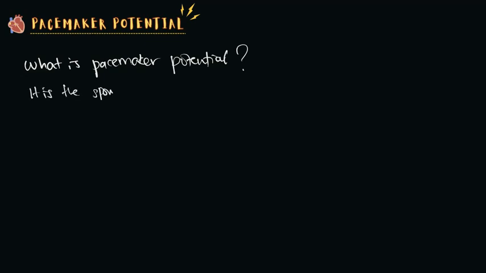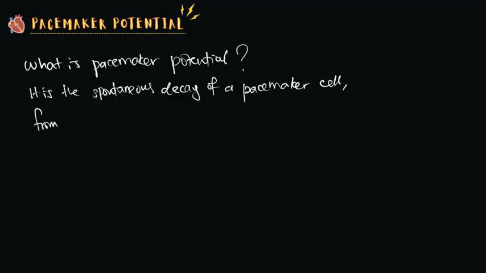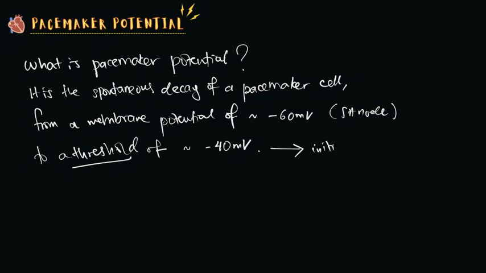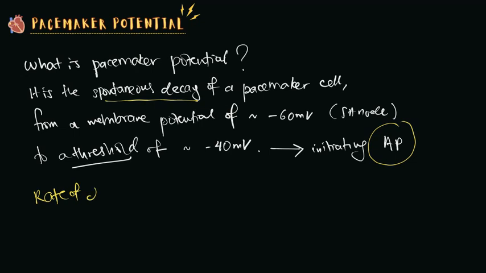So, what is pacemaker potential? It is the spontaneous decay of a pacemaker cell from a membrane potential of around minus 60 millivolt in the SA node to a threshold of minus 40 millivolt, thereby initiating action potential when it reaches this threshold. So the rate of decay to the threshold will determine the heart rate. It's called automaticity.